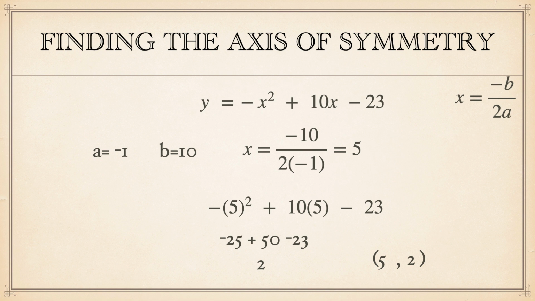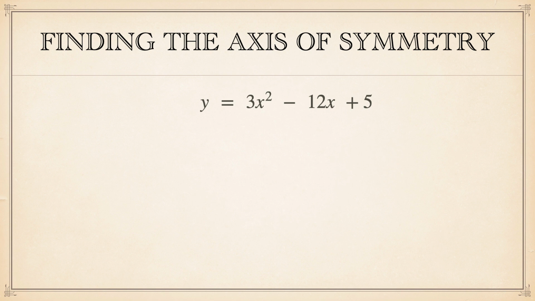All right. So now let's graph it. We're going to put our point at 5, 2. We're going to draw our axis of symmetry. All right. Now we're going to say, okay, is it an upward parabola or a downward parabola? Well, a was negative, so guess what? It's a downward parabola. And there's my sketch of that quadratic equation. Let's do one last problem.